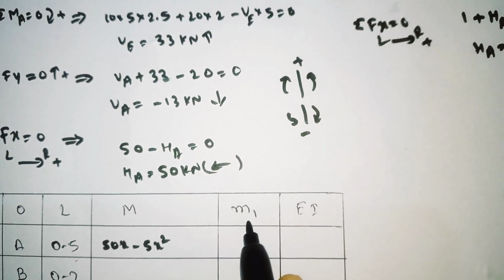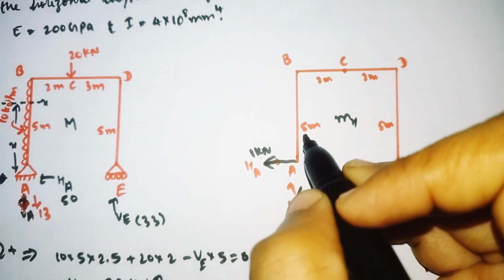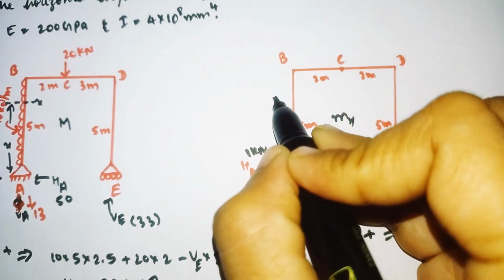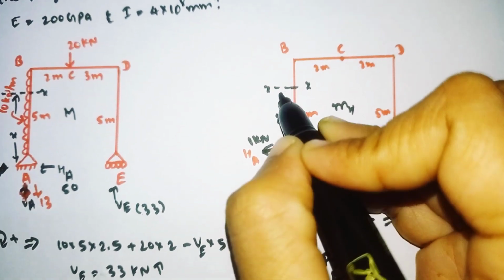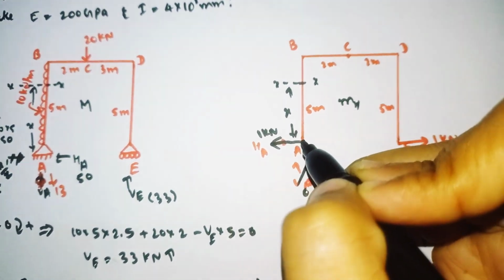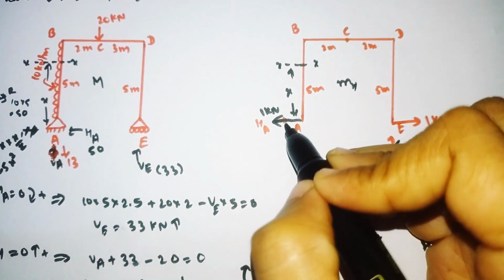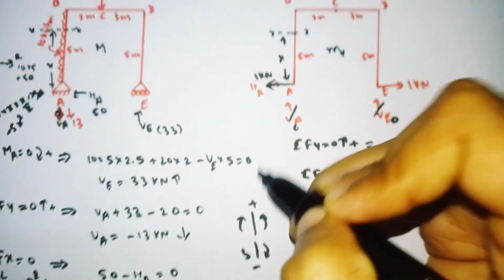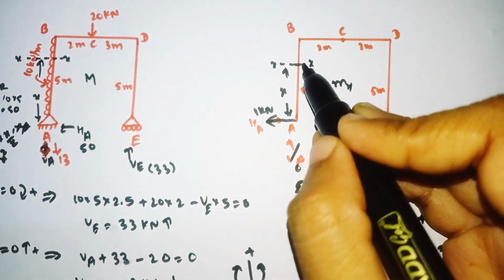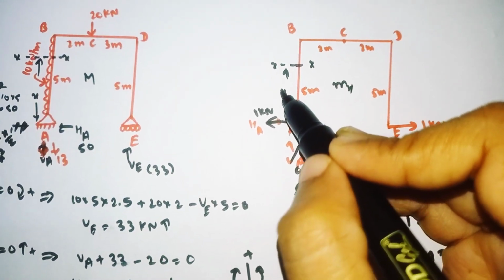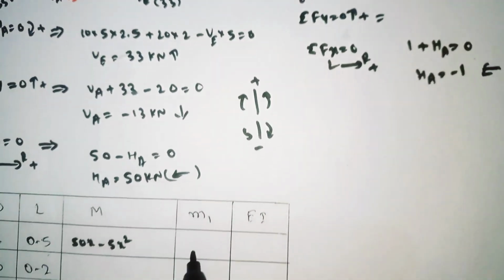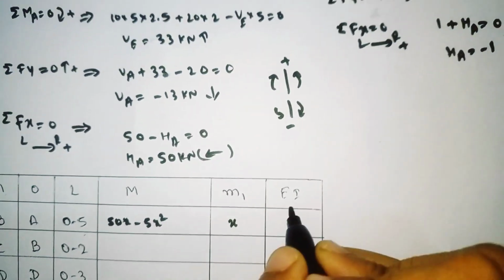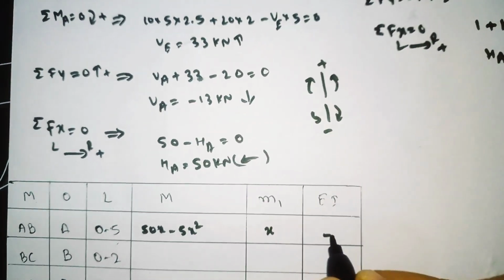Similarly for M1 we have taken the origin as A. It means we need to cut the section on the x-axis here, away from the origin A at a distance of x. Here 1 kilonewton is moving upward, so we need to take it as positive. At a distance of x from this section, so 1 into x. So M1 will be 1 into x, which is nothing but x. The EI value I will write later.